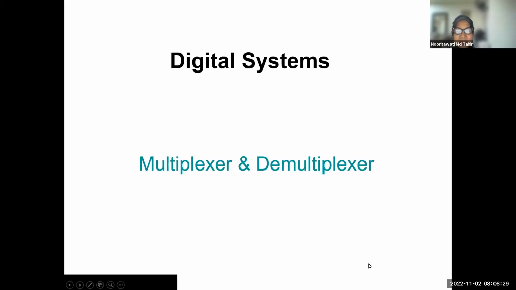We will continue with multiplexer and demultiplexer. Remember yesterday we looked at decoder and encoder, and how a priority encoder gives priority to the highest input to be the output. No matter how many inputs are active at that particular instant, the value of the highest input will be the output for a priority encoder.